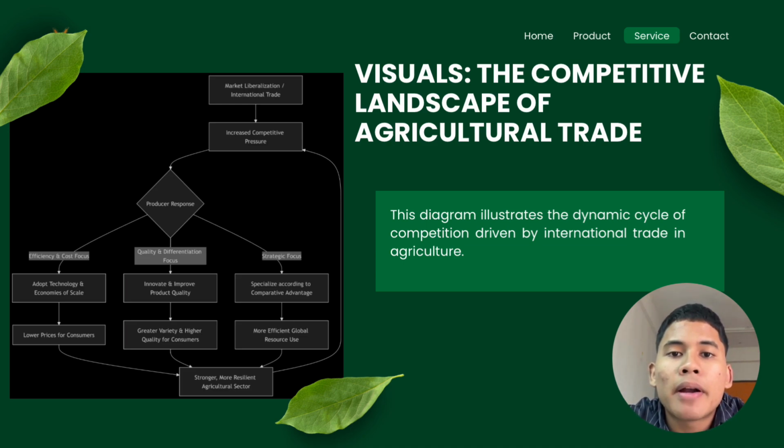All three outcomes, lower prices, higher quality, and better specialization, merge to create a stronger and more resilient agriculture sector. This sector becomes more innovative, more competitive, and better prepared to face global challenges. However, the process does not end here. A stronger domestic sector also increases pressure on farmers in other countries. This creates a feedback loop because the improvements made locally now push the global market to adapt again. As a result, the entire agriculture industry continues to evolve and progress.